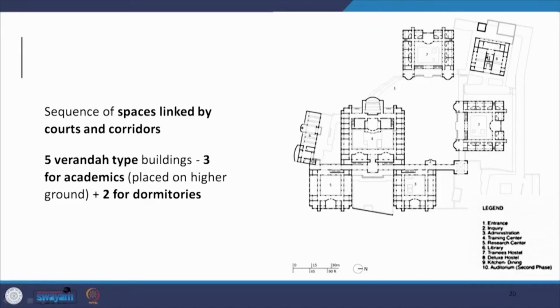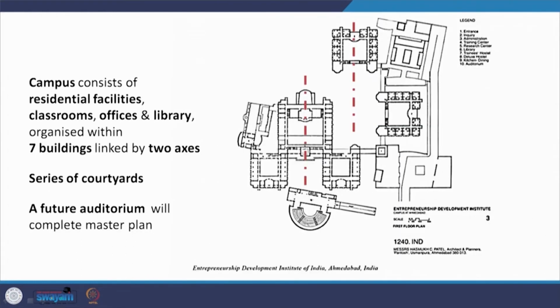So, here are 5 veranda type buildings. 3 are academic, and these 2 are dormitories. And then there is a court created between them, and this is another court, because there is another building that is going to come up, we will show it in the next slide. And there are a series of open spaces created in between them. This is the building that was supposed to come later, a future auditorium.